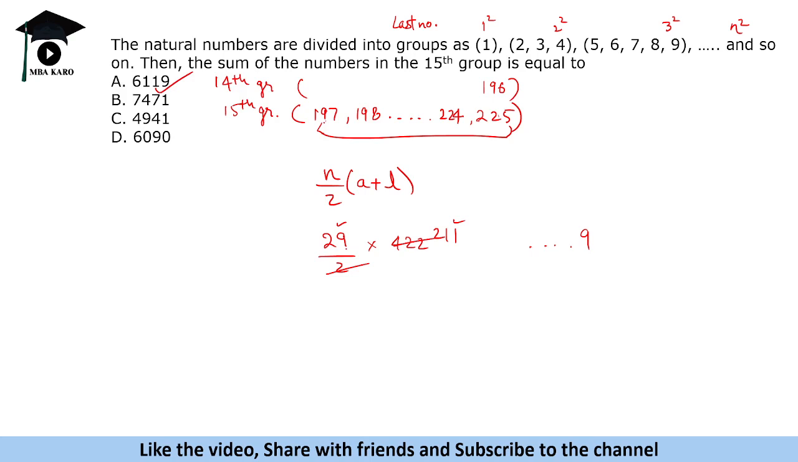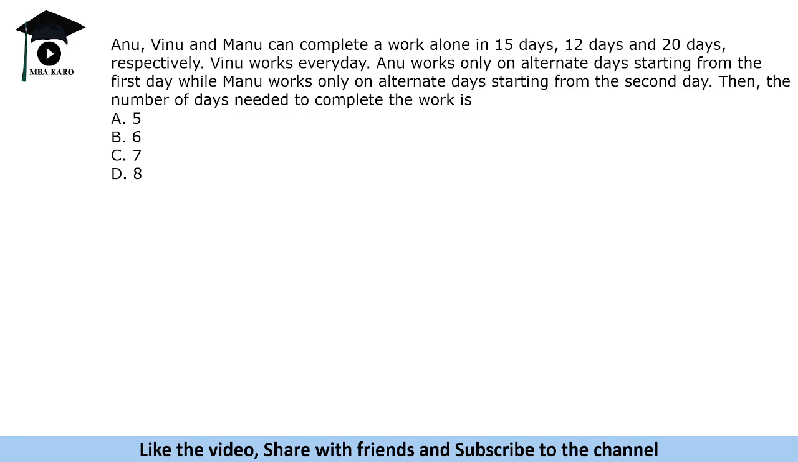Okay. Next question. Anu, Vinu and Manu can complete a work alone in 15 days, 12 days and 20 days respectively. Vinu works every day. Anu works only on alternate days starting from the first day, while Manu works on alternate days starting from the second day.